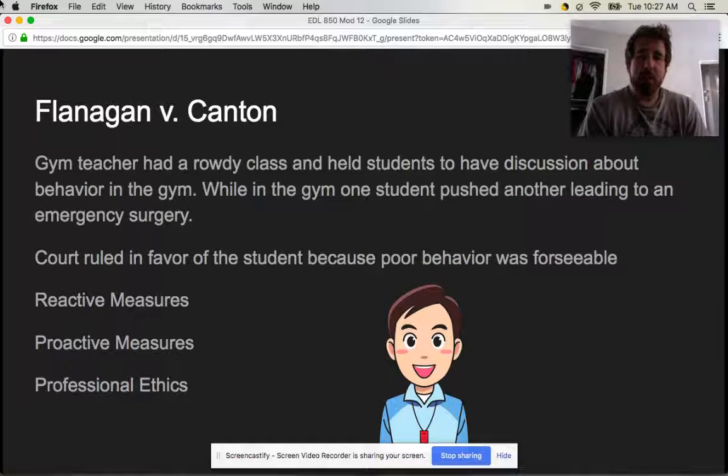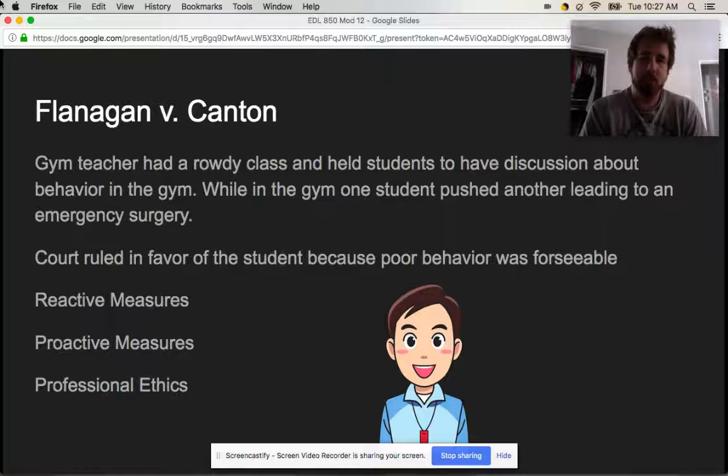The next one I had, again from one of the sources we had, was Flanagan versus Canton. A gym teacher had a rowdy class. The teacher held the students to have a discussion about behavior in the gym. While the teacher was in the gym talking to those students, some students went down to the locker room. One student pushed another student, and it led to an emergency surgery for that student, so it cost that family a lot of money.